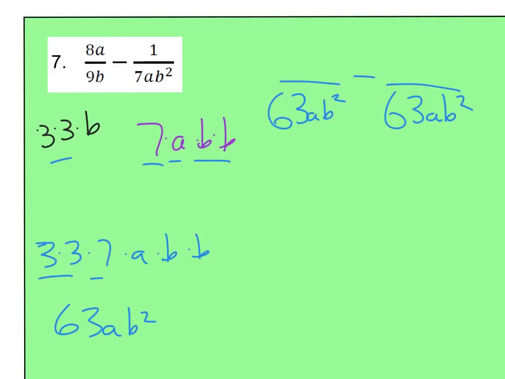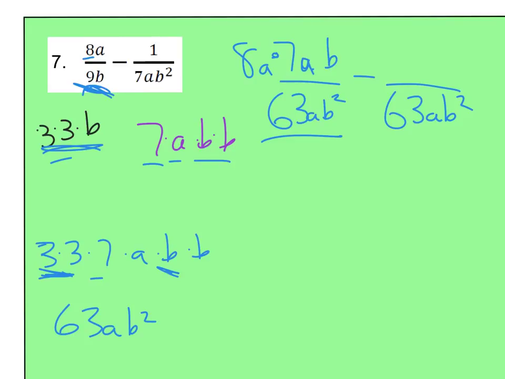So now, start off with what's already on top, and then what did I have to add to the bottom to get 63ab squared? What do I have to multiply to the bottom? Well, already on the bottom I had 9b. Already on the bottom I had that. So that means I have the 3's, I've got one of the b's. So that means I need to put on top a 7, a, and a b.